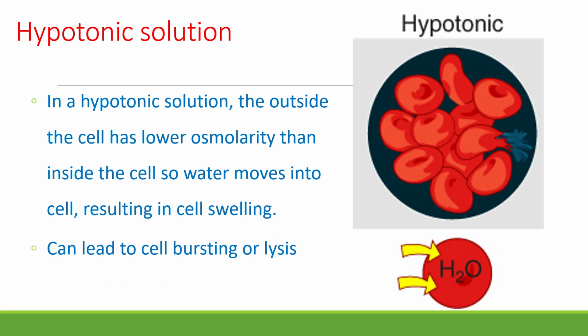If we put our cell in a hypotonic solution, the outside of the cell has lower osmolarity than inside the cell, and so water is going to move into the cell, resulting in cell swelling. It doesn't necessarily mean it will, but it can lead to the cell rupturing or bursting, which is called lysis. If you look at your picture, that's what you see. You have your red blood cell that's been put in a hypotonic solution, water moves into the cell, and the cell bloats up.